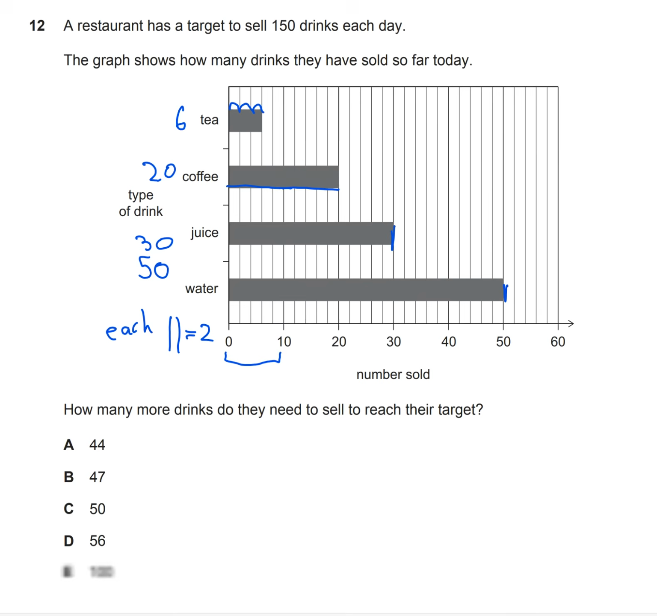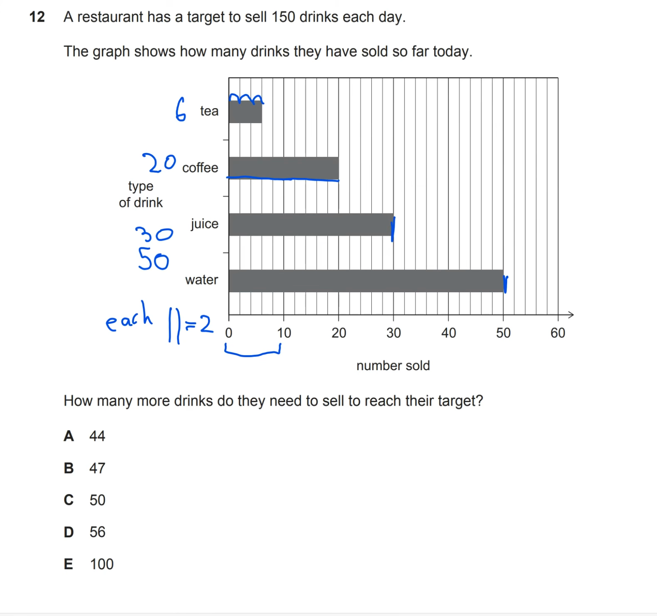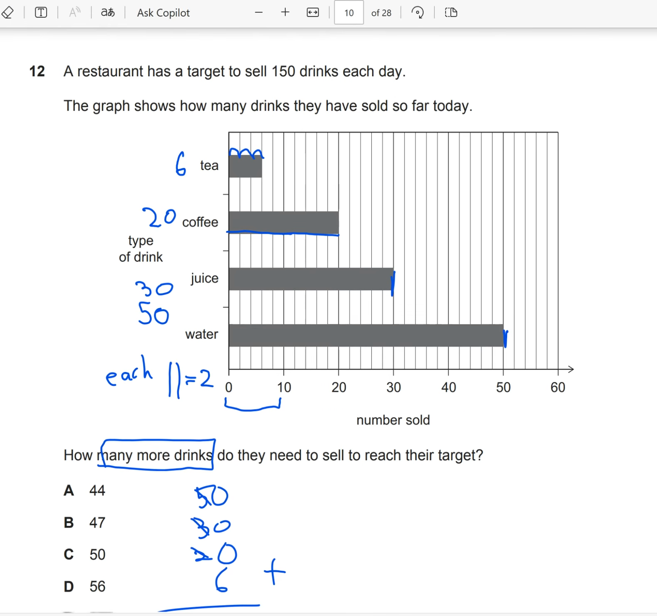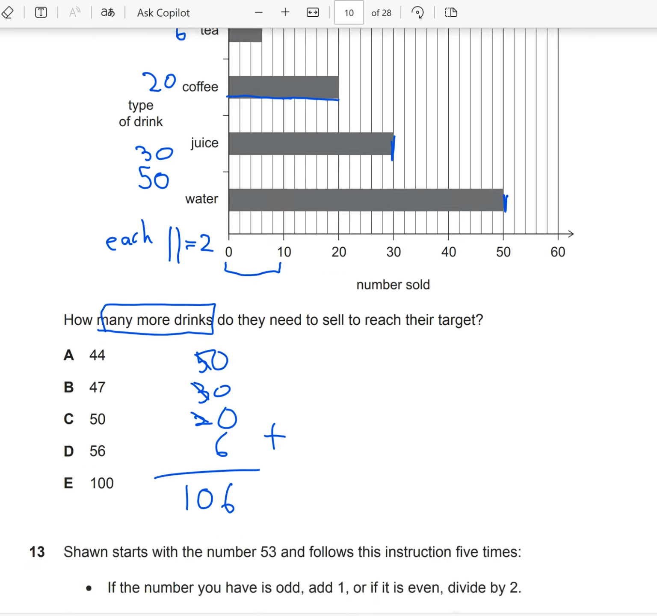So now we've counted everything. We will add them up together. 50 plus 30 plus 20 plus 6. We have 6. 5 plus 3 is 8 plus 2 is 10, so 106. We want to see how many more drinks we need to sell. The target is 150, as you can see here. So we do 150 minus the amount we've sold so far, 106.